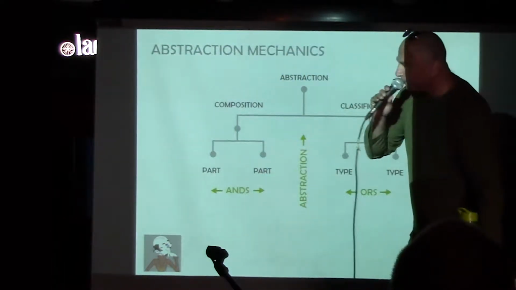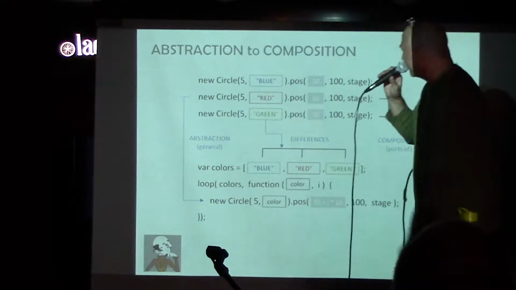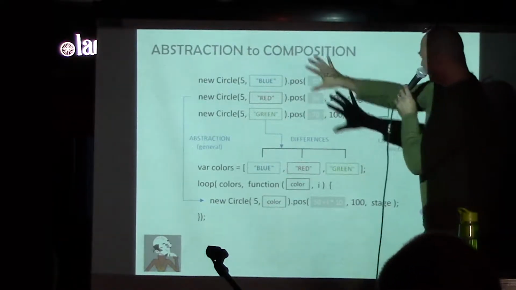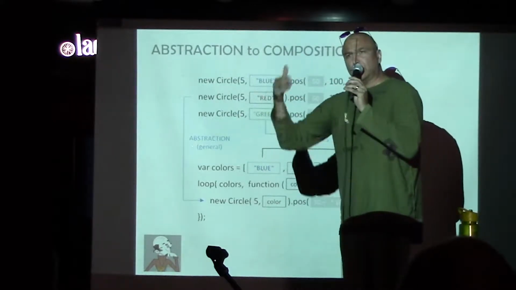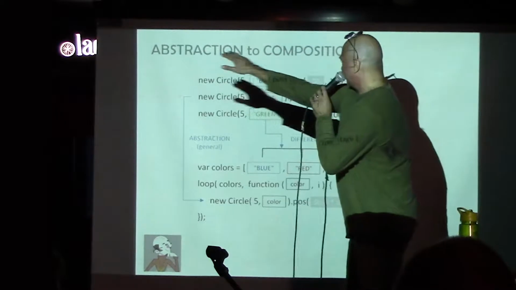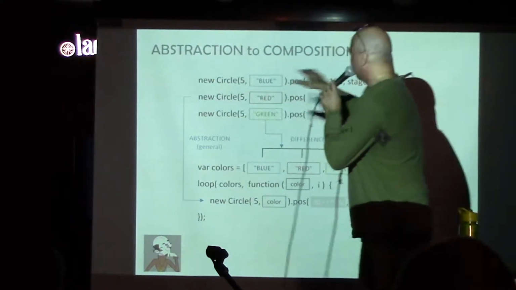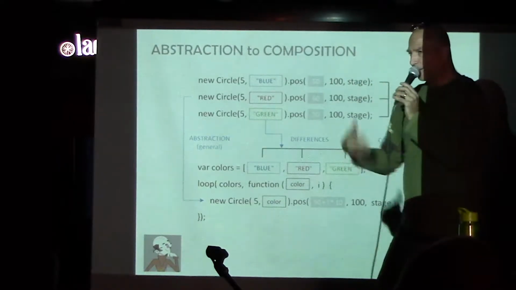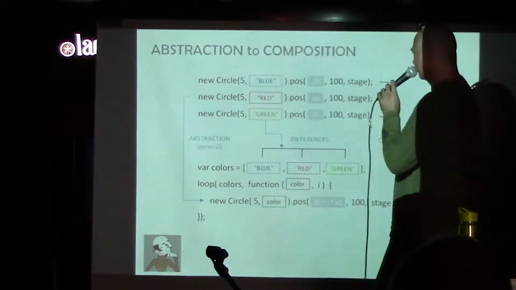So let's give an example of these two types of abstraction. Here's abstraction to composition. When in code, composition is basically your statements. So here's one thing, and another, and another. So we've got 3 circles. This app is composed of 3 circles.